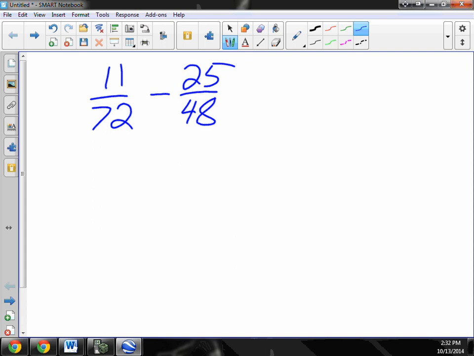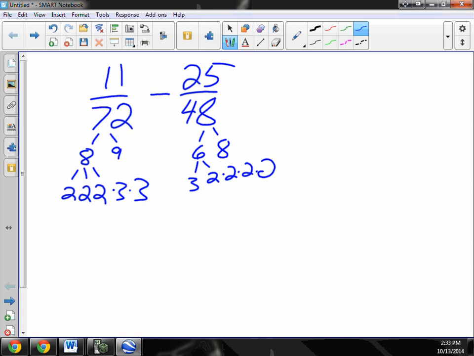Now, something like this is going to be hard to find the least common multiple if you do 48 plus 48 plus 48. You don't even know your multiples of 72, right? So let's factor 72. 8 and 9. 2 times 2 times 2 times 3 times 3. Everybody got that? 48 is 6 and 8. 3 and 2 times 2 times 2 times 2.